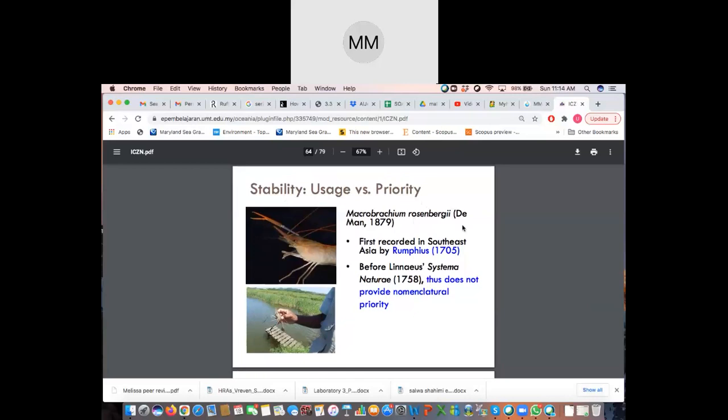So Macrobrachium rosenbergii de Man 1879 was first recorded in Southeast Asia by Rumphius in 1705. Okay, and before Linnaeus' Systema in 1758, because it's 1705, this does not provide nomenclature priority. So perhaps Rumphius would have actually recorded this, but regarding the ICZN code, anything from 1758 onwards is recognized. So sadly, 1705 is not, and that's how de Man got it in 1879.